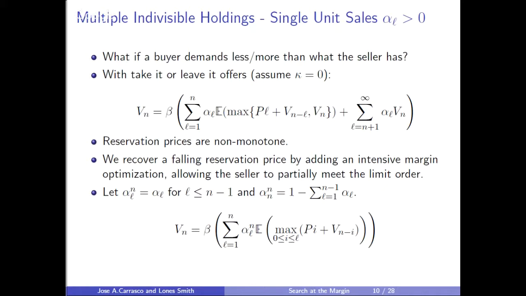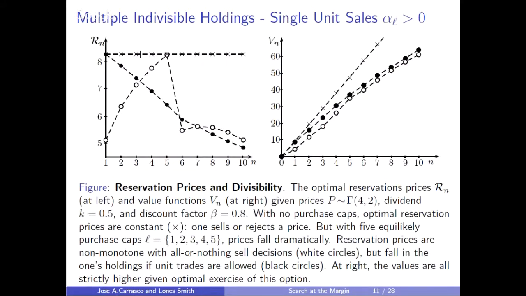Here's some definition to avoid splitting this into 2 parts. Every time I meet a buyer, I can choose between selling nothing and selling the maximum amount he wants. So this is an intensive margin problem. And in that case, we show in the paper that we recover this monotonicity.